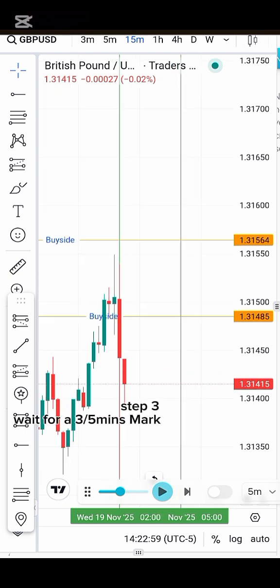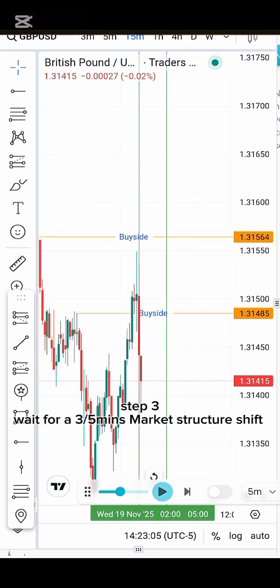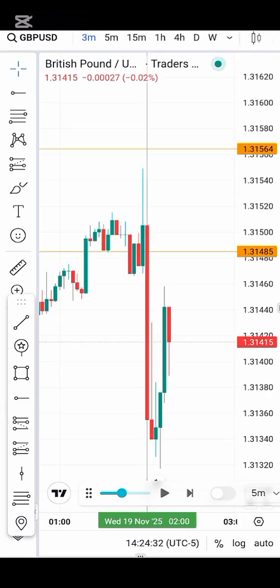The third step is look for your market structure shift. The second step is your liquidity grab. This market has taken this buy side. So the third step now is check your 5 minutes or 3 minutes time frame for a market structure shift. Now we are on the 3 minutes time frame. So this is the third step.